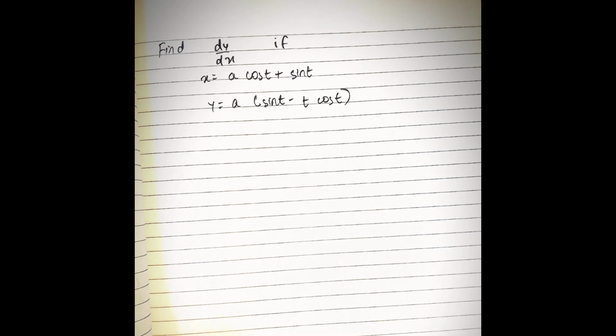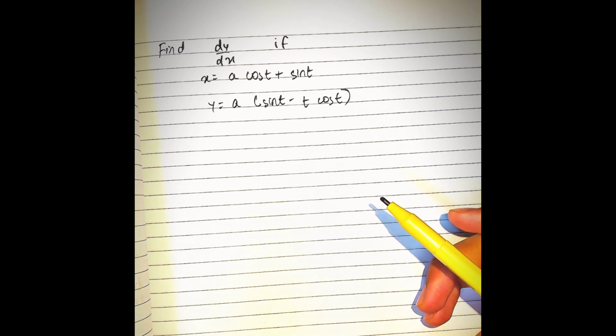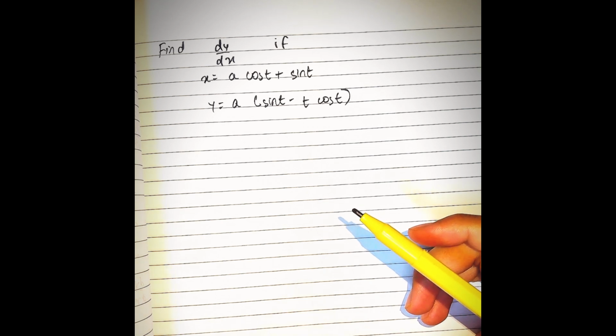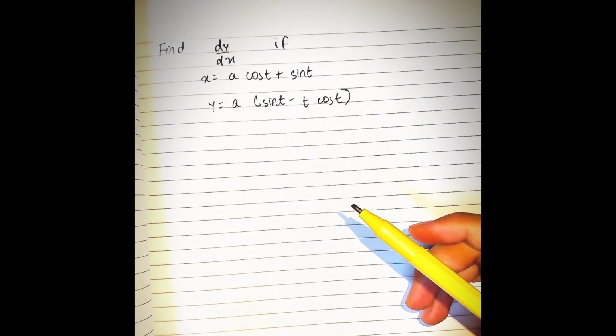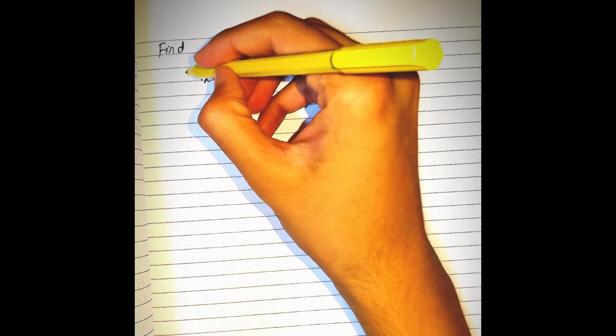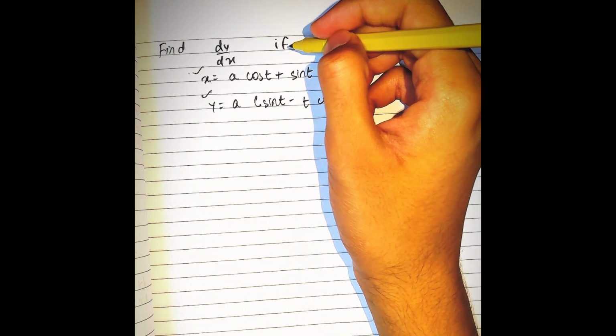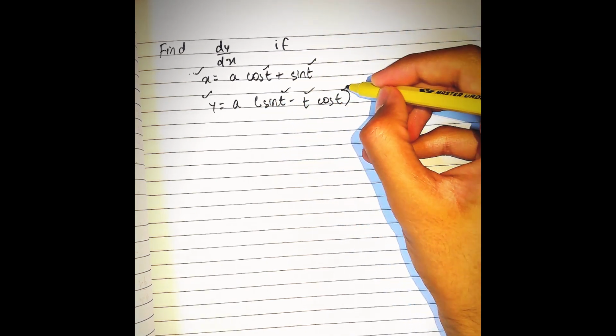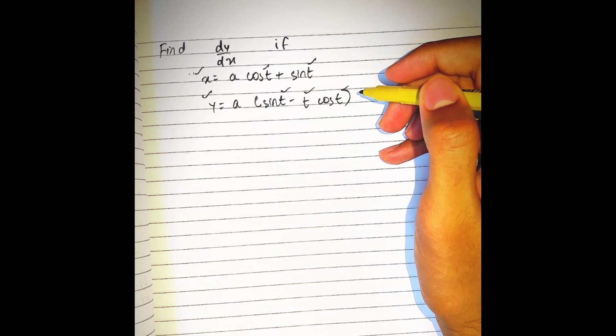Okay, so now guys, in this video we have to find dy by dx if x is equal to a cos t plus sin t and y is equal to a sin t minus t cos t. So we can clearly see that we have to move towards the chain rule differentiation because we have the parametric equations. We have x and y, these are the two variables, and then we have t, which means that t is the third variable.